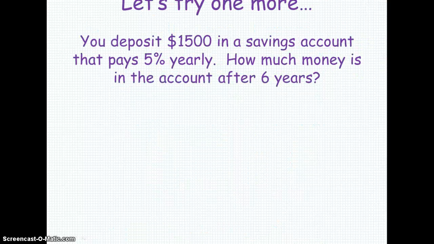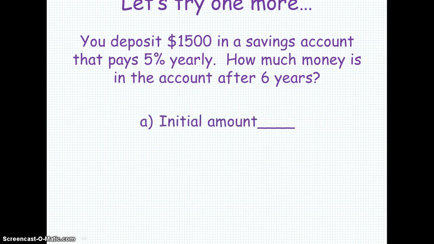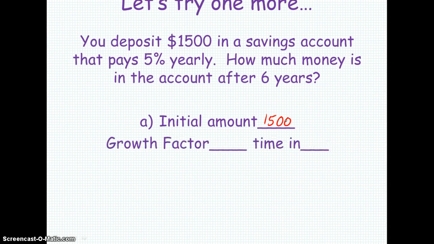Let's try one more of those. You deposit $1,500 in a savings account that pays 5% yearly. How much money is in the account after 6 years? Again, we start with our initial amount, which is $1,500. Our growth factor again will be 1.05, and our time again is in years.